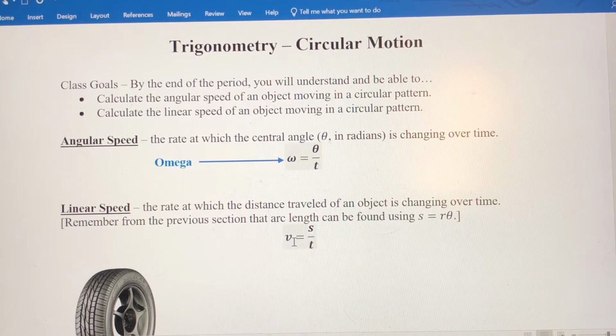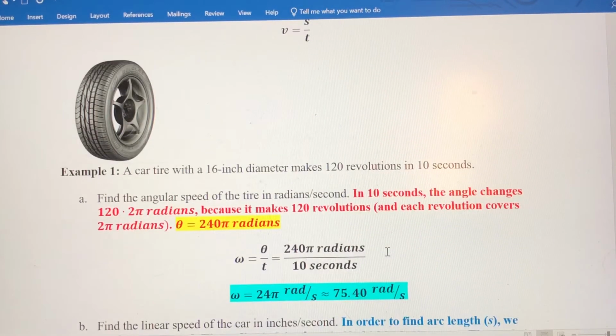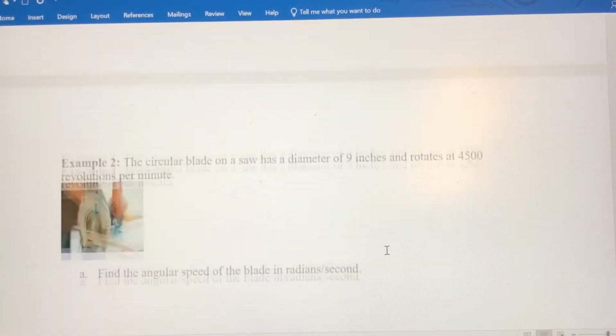Linear speed, v, is the arc length, S, divided by unit time, and the arc length can be found by multiplying the radius of the circle times theta. Arc length is a unit of distance, so inches, centimeters, feet, miles, etc., divided by a unit of time: seconds, minutes, hours, etc. So let's go on down to example 2. We did example 1 in the previous video.